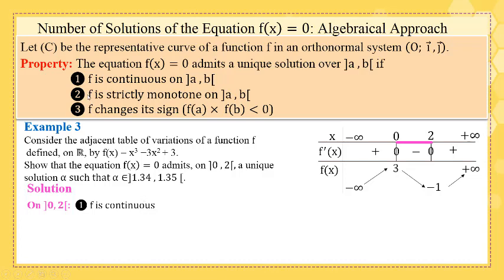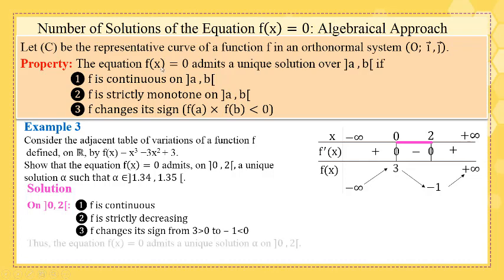Second condition. Do you remember what is meant by strictly monotone? Correct. Strictly monotone means strictly decreasing or strictly increasing. On 0, 2, f is strictly decreasing. Third condition. On 0, 2, f changes its sign from a positive number to a negative number. The three conditions are satisfied. Thus, the equation f of x equals 0 admits a unique solution alpha on 0, 2.